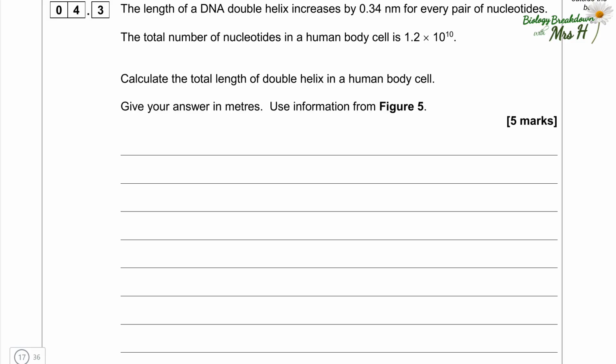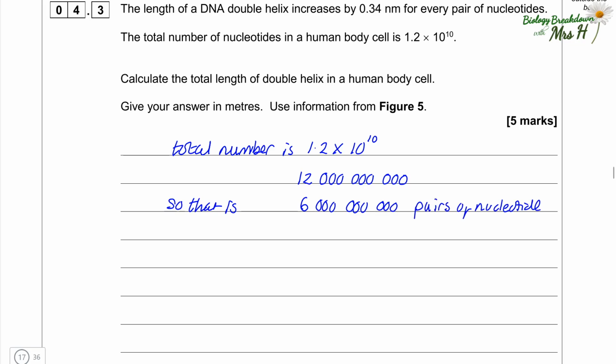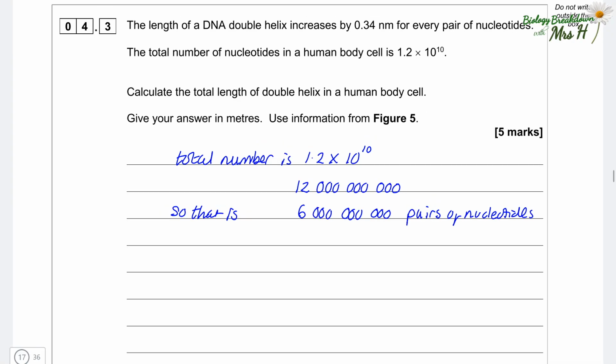Right, so how I would work this, if we've got a total number that's 1.2 times 10 to the 10, and I'll just pop all the zeros in there. If that's our total number, how many pairs have we got? So we just divide it by 2. So that means we've got 6 billion pairs of nucleotides. It said, if we go to the top of the question, 0.34 nanometers for every pair of nucleotides. So we've got 6 billion times 0.34 nanometers, which will give us how long that length will be in nanometers.